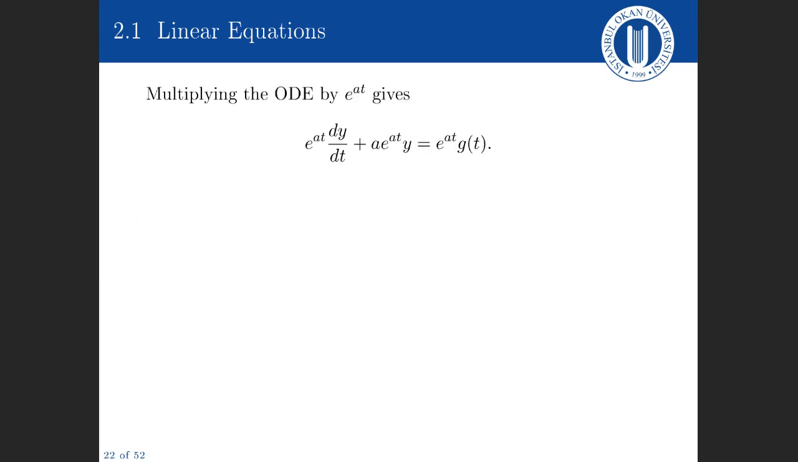We take our differential equation and we multiply it by e to the at. We have e to the power at dy dt plus a e to the at y is equal to e to the at g t.